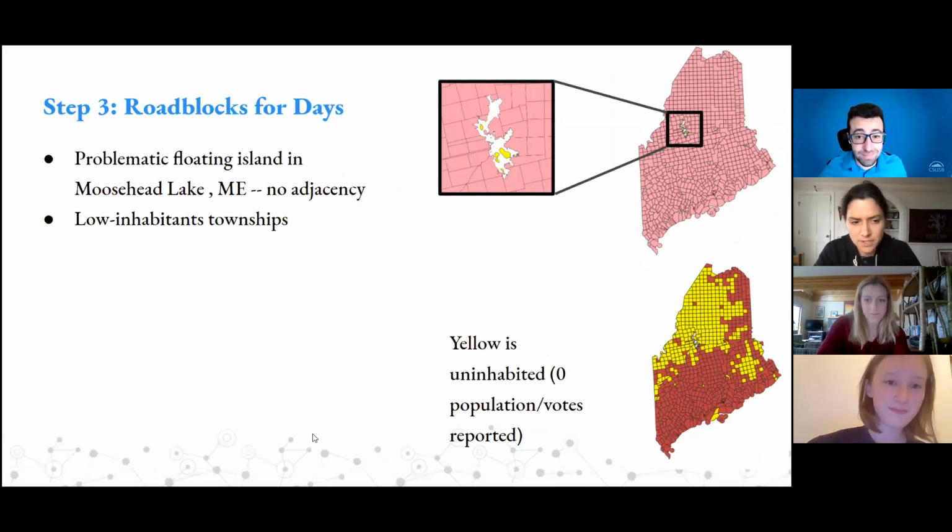So there's a question in the chat. Can you go back to the shapefile slide with the state of Maine, the first one? Yeah.